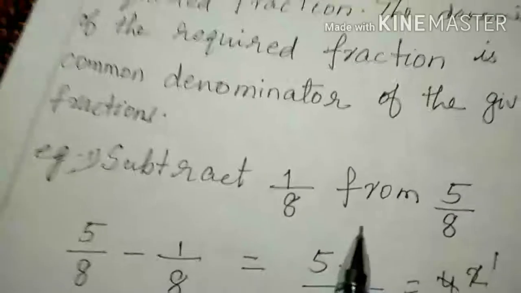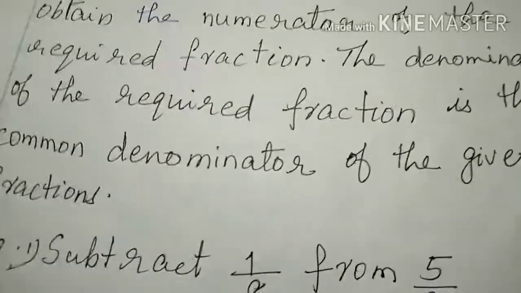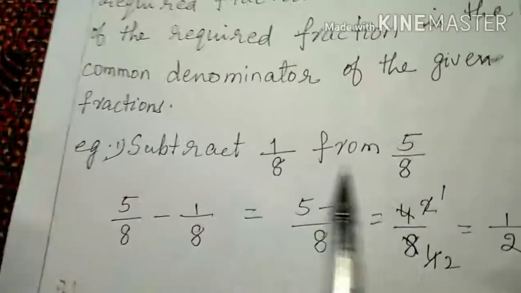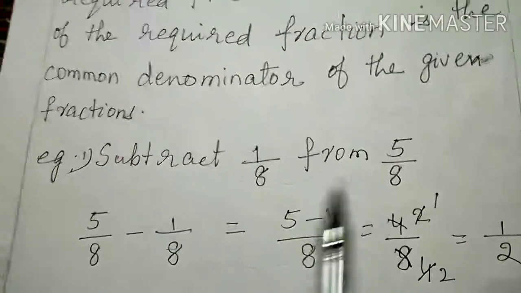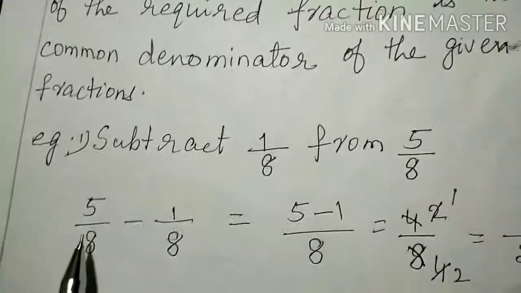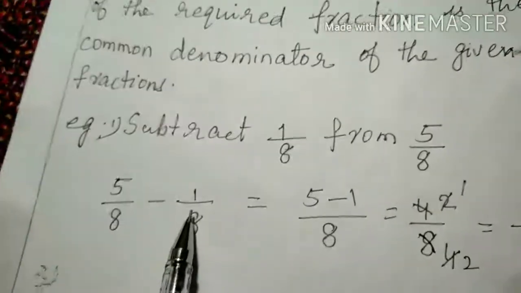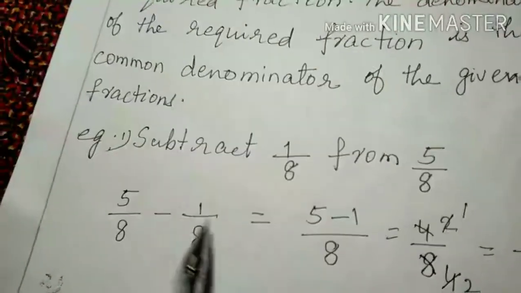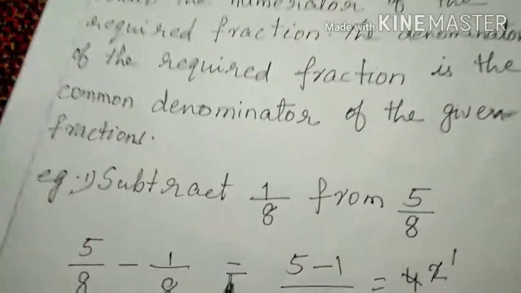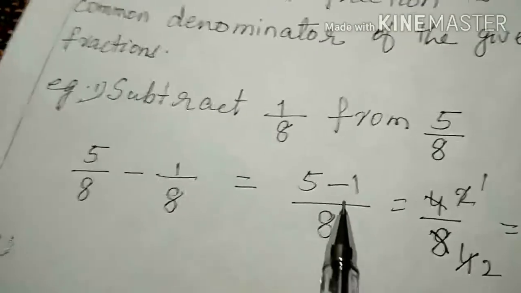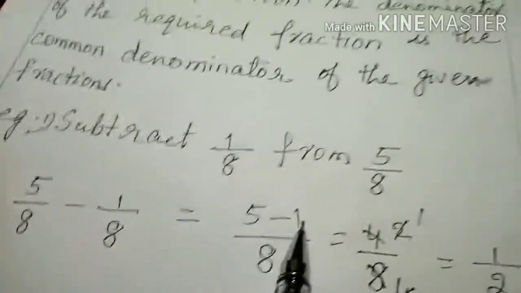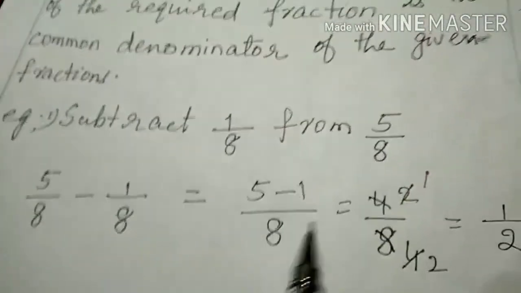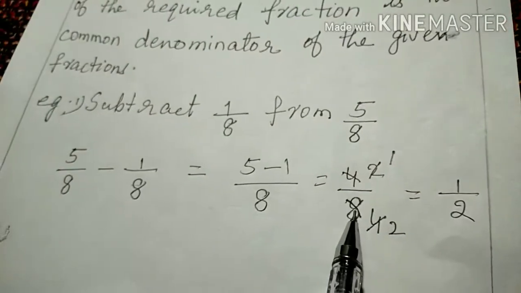We know that we have to subtract the smaller number from the bigger number. Here 5 by 8 is greater than 1 by 8. Therefore 5 by 8 minus 1 by 8. These two are like fractions. Therefore 5 by 8 minus 1 by 8 is equal to, just subtract the numerators, 5 minus 1 by 8, that is equal to 4 by 8.